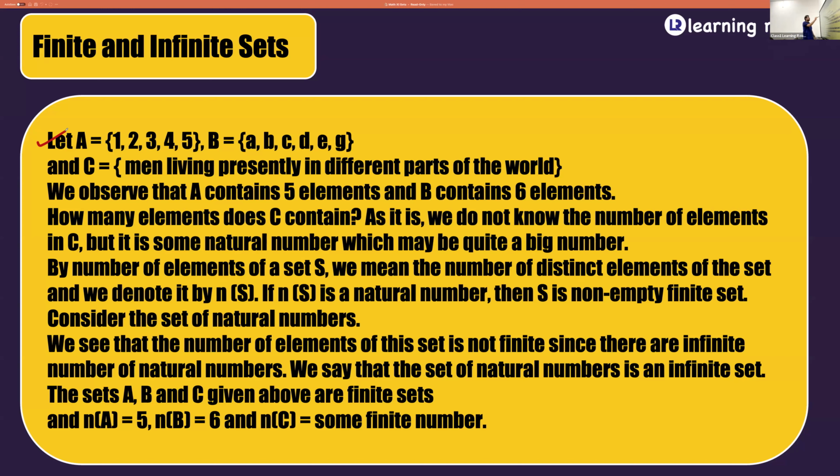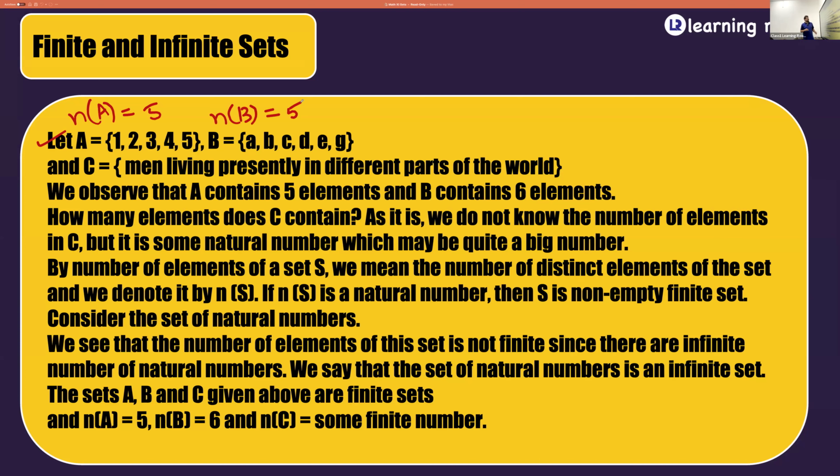So here I have 5 elements. It is written like this: the small n is used for number, and within the bracket you put the name of the set. You read it as the number of elements in set A is 5. Here the number of elements in set B is going to be 1, 2, 3, 4, 5. Again a 5, so you're able to count them. So these two are obviously finite sets, right?